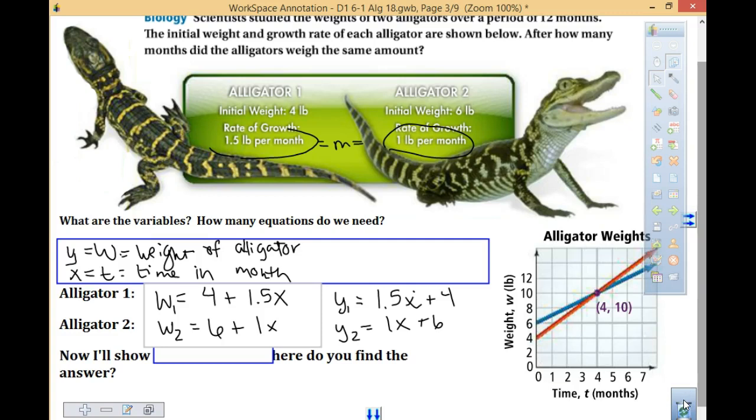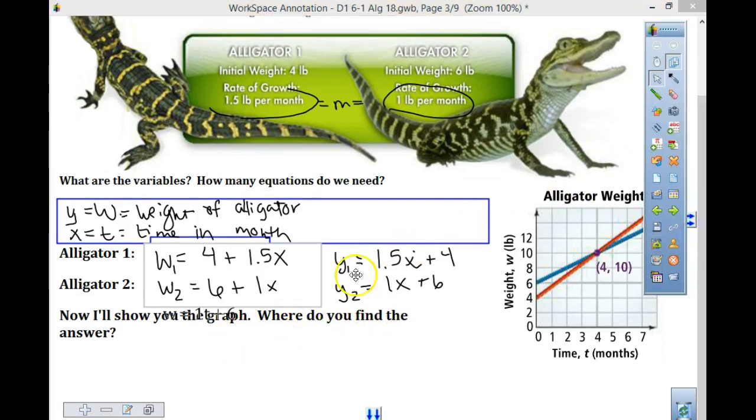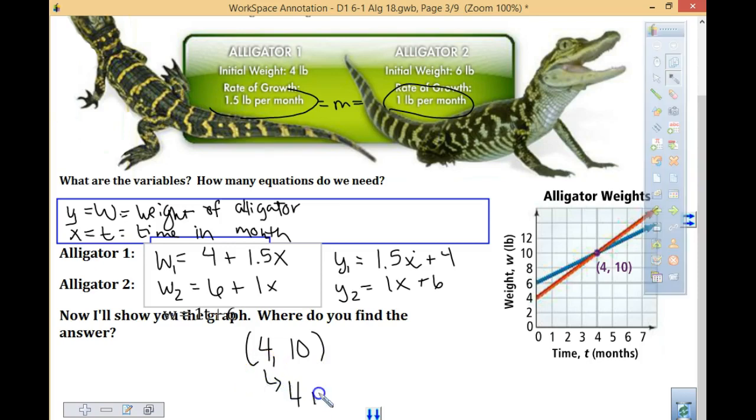So if we are looking at that one, we are looking at that point of intersection that yours shows, which we would say our solution for this one is (4, 10). So where do we think our answer is? We would say (4, 10) is the point of intersection, which means what? What does the 4 mean? 4 months. And 10 pounds. They weigh 10 pounds.